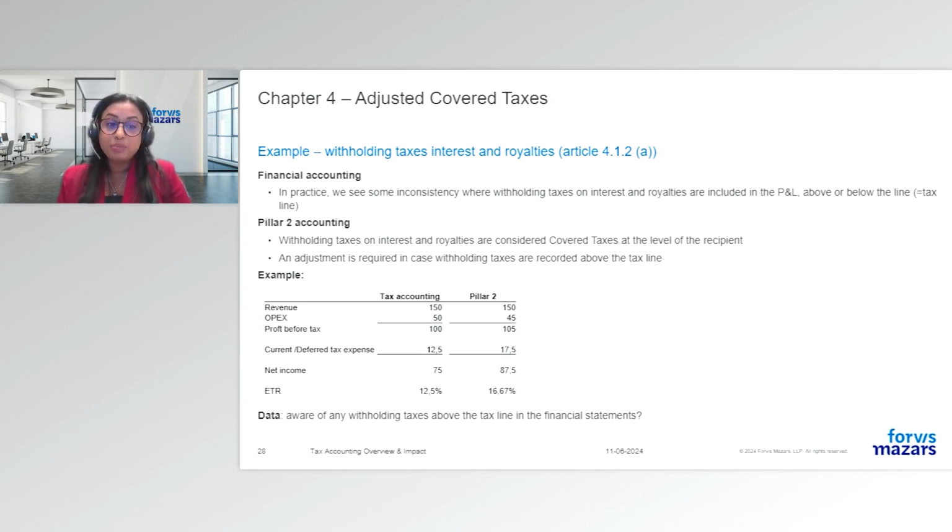For companies, it's important to know where the income tax is reported in the P&L. Allocating the income tax incorrectly can mean that the ETR drops below 15%, while this is totally unnecessary.